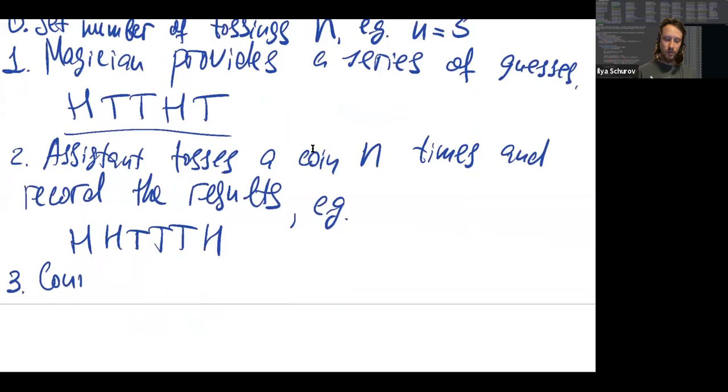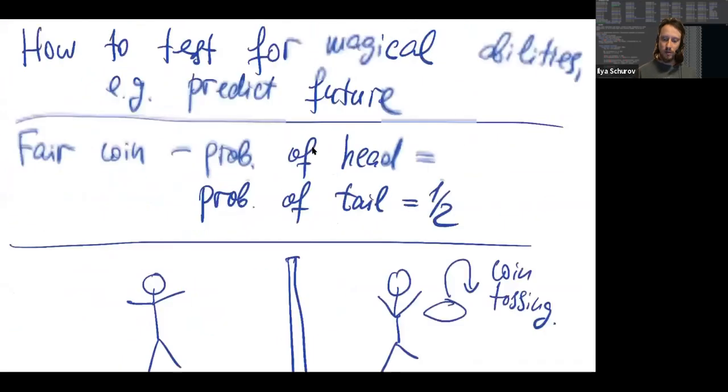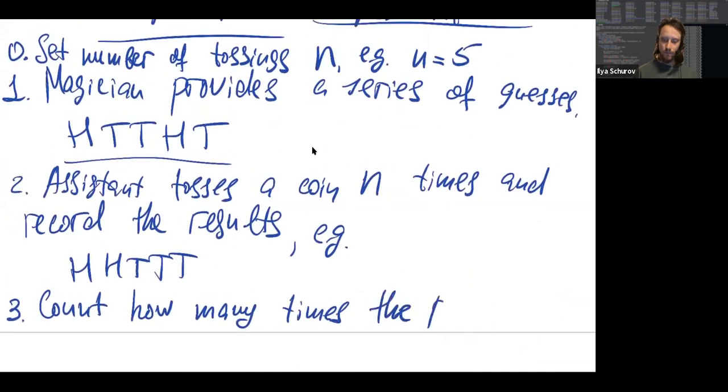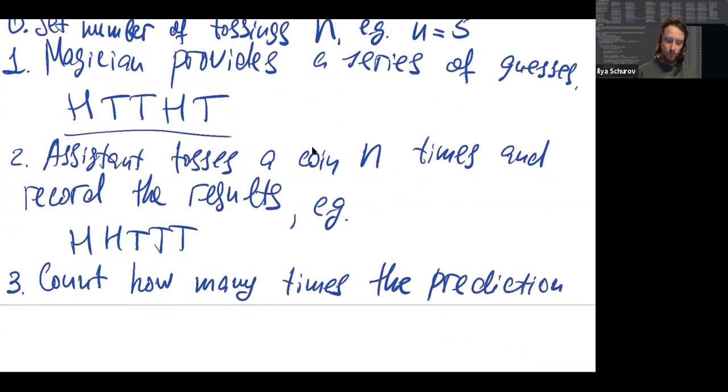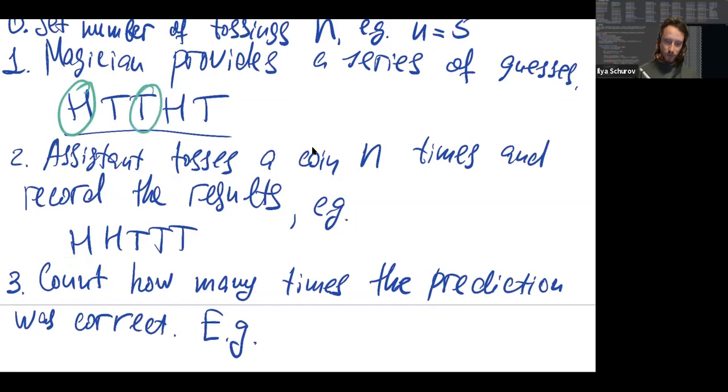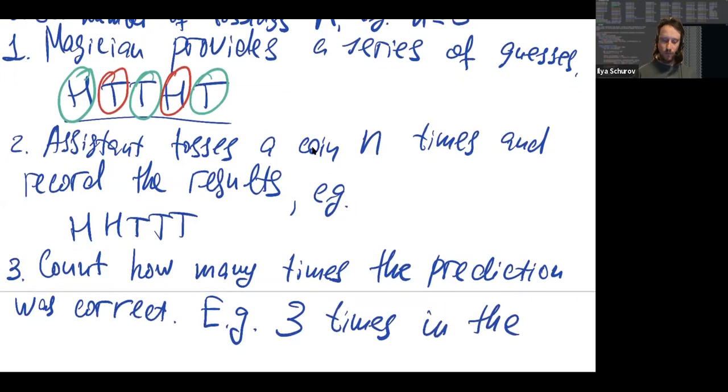Then we count how many times the magician was correct. It means that this letter coincides with this letter. In the data that I provided here, we see that this is correct, this is not correct, this is also correct, and this is correct, and these two guesses are incorrect. So three times in the example.